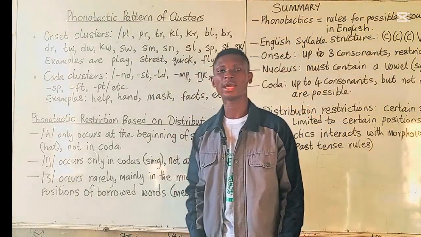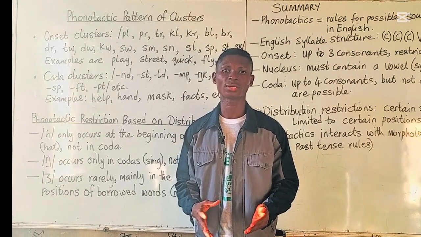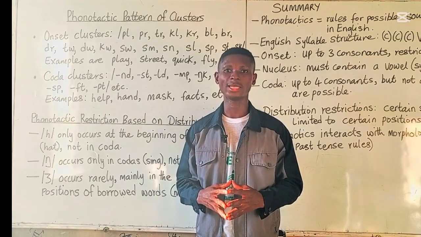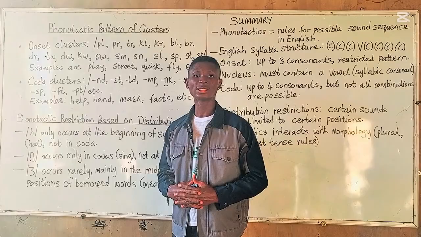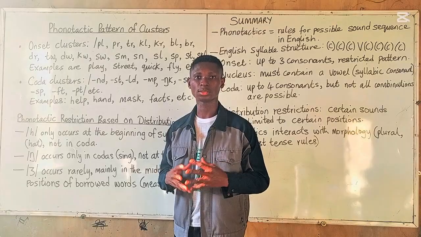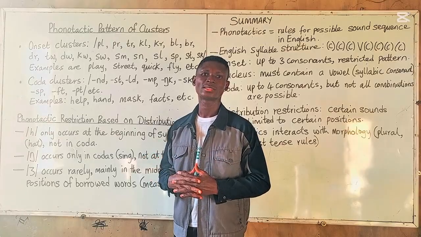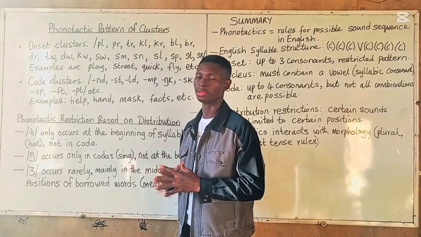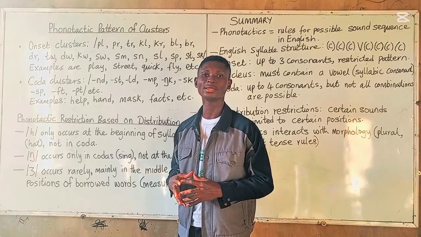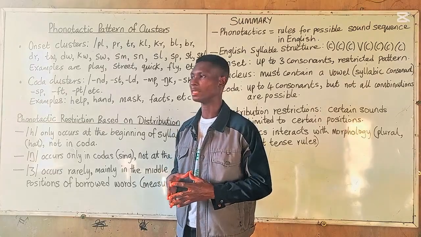In English language, we have consonant clusters. So what are the rules behind the clusters of consonant sounds in English language? It is not all consonant sounds in English language that can cluster. Some of them cannot go in pairs. You cannot have them together, but you can have some. Hence, we have rules governing the consonant arrangement or combination in English language.